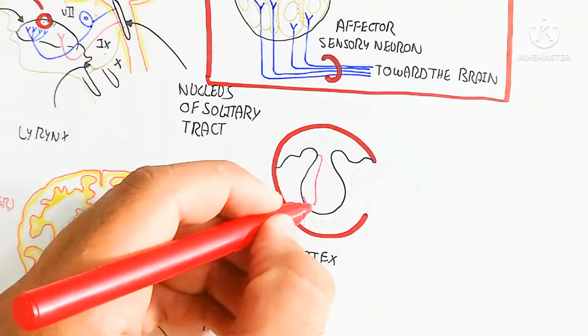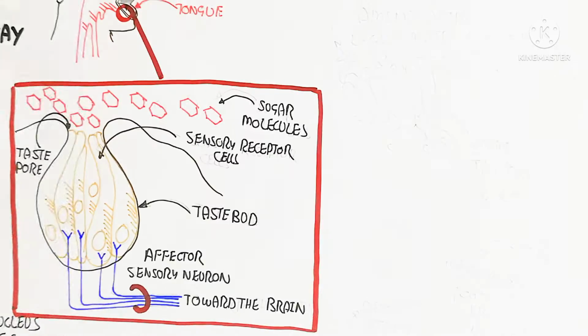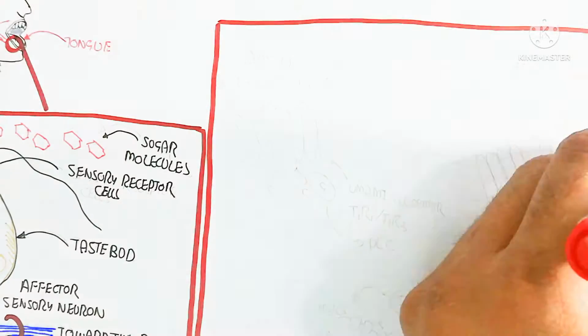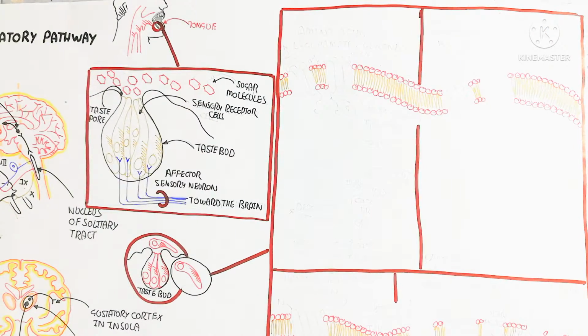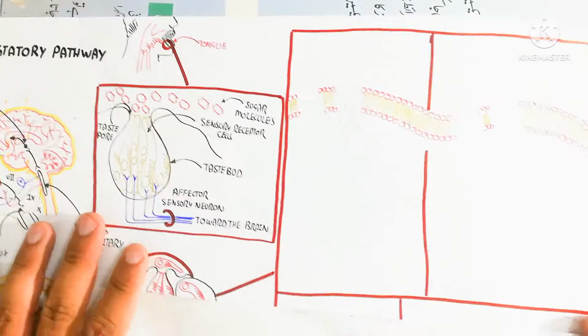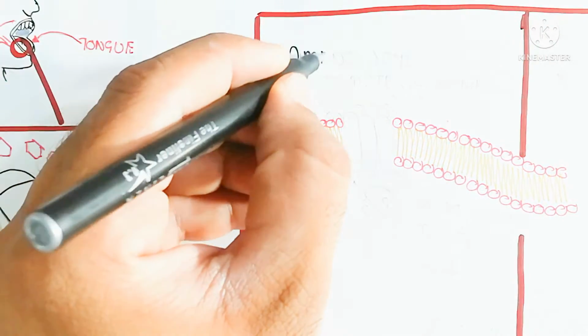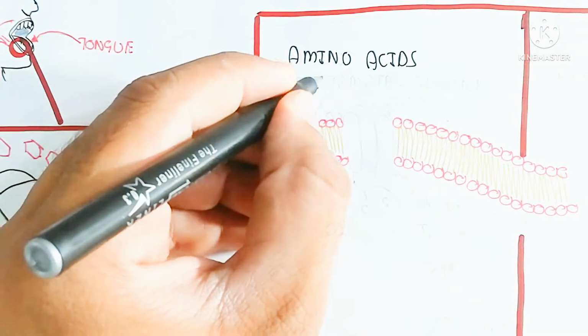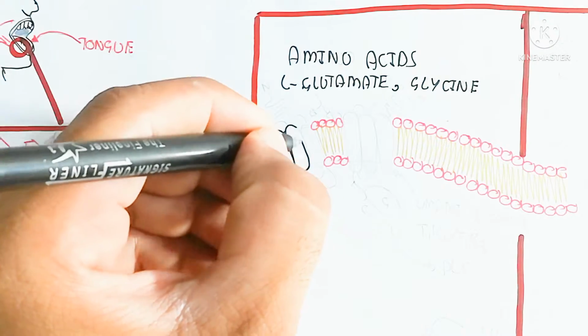Anyhow, let's begin to understand the taste bud. This taste bud contains different cells. Let's understand the cellular mechanism and the signaling pathway with different types of nutrients. I am drawing them collectively for better understanding. For example, amino acid, that is the protein.